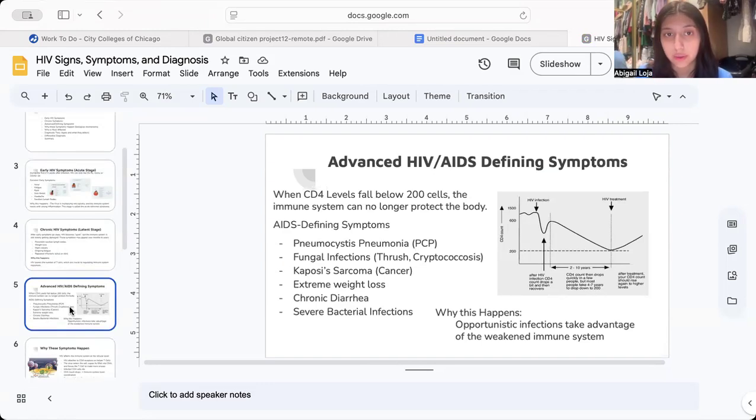And here's just a graph showing how the CD4 levels decrease and increase with HIV treatment and with HIV infection.